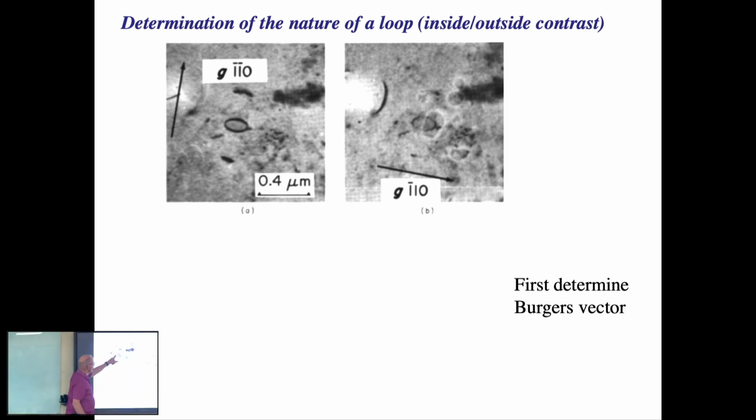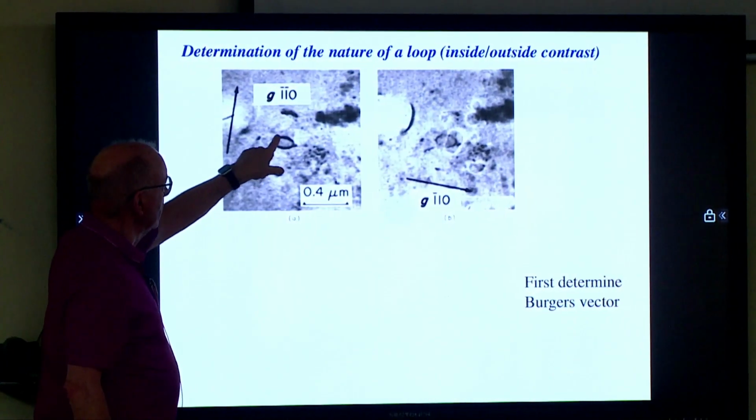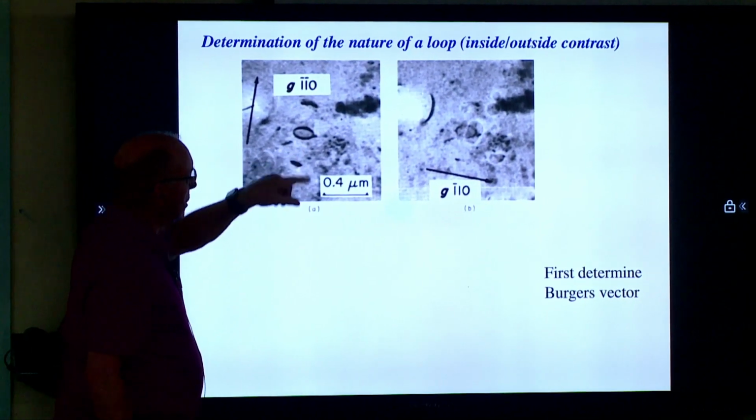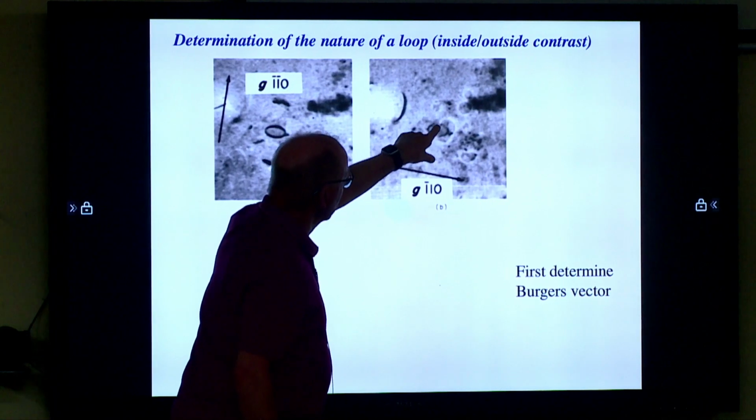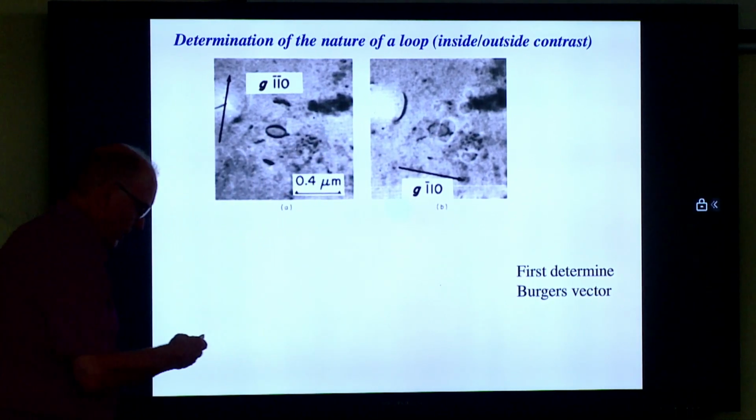In these two images, you can see you have dark contrast all the way around this loop. So that's not out of contrast. Here, it looks a bit like we're losing contrast there.